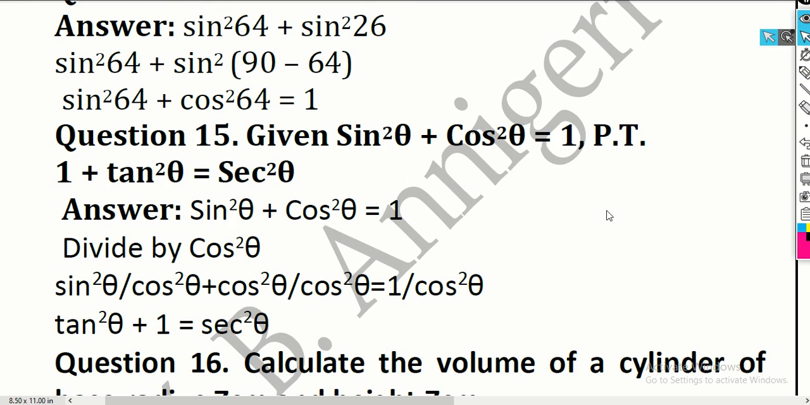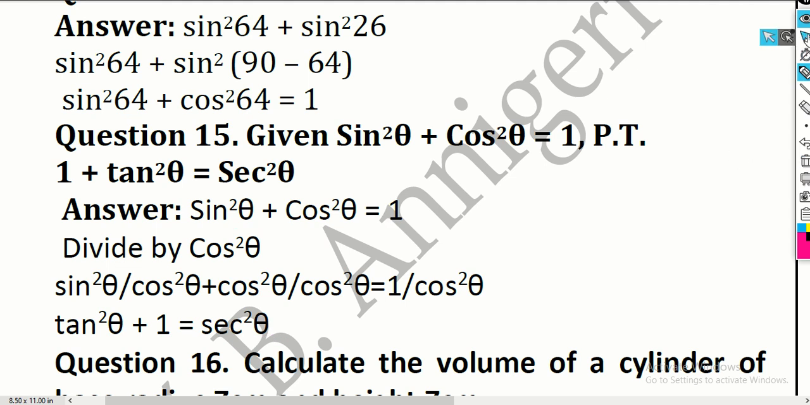Next, given sine square theta plus cos square theta is equal to 1, prove that 1 plus tan square theta is equal to secant square theta. So here, by using this, divide both sides by cos square theta. That gives you sin square theta by cos square theta plus cos square theta by cos square theta. Sin square by cos square is tan square, cos square by cos square is 1, and 1 by cos square theta is secant square theta. So that gives you the answer.